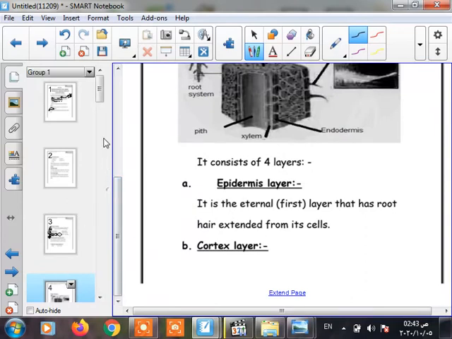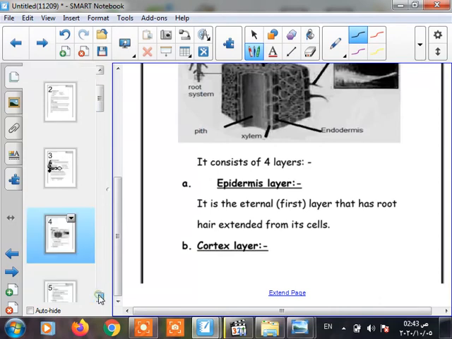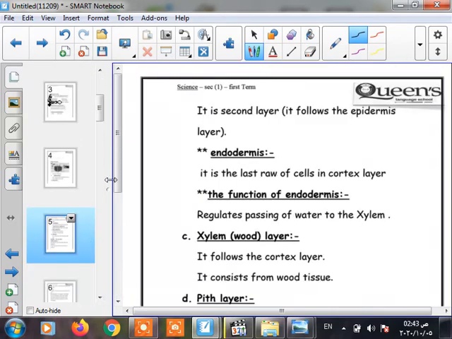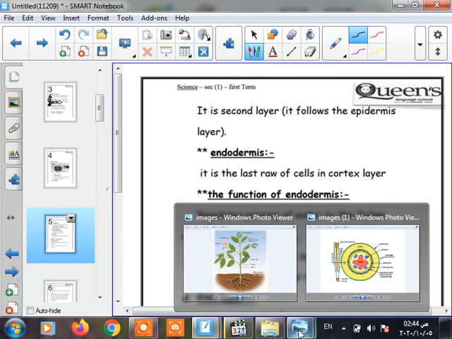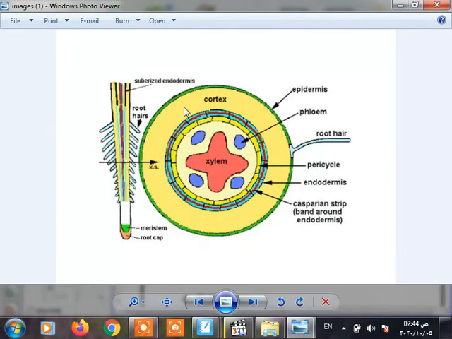The function of the endoderm is to regulate the passing of water to the xylem. The layer number 4 is called xylem. It follows the cortex layer and consists of wood tissue. Like this in this picture, we have the xylem here. As you see, the xylem is the 4th layer. As we said, the xylem follows the cortex layer and consists of wood tissue.